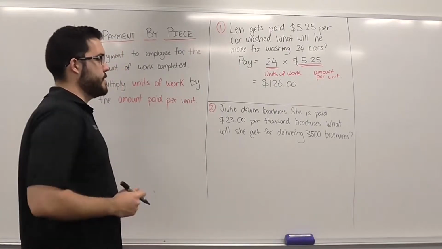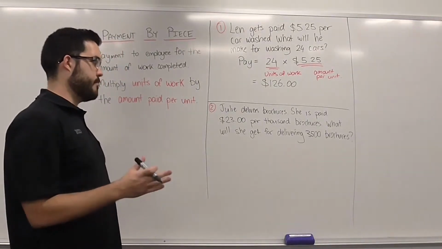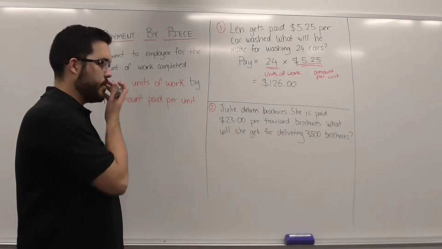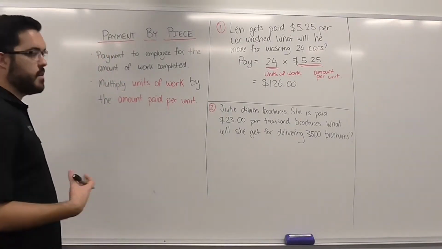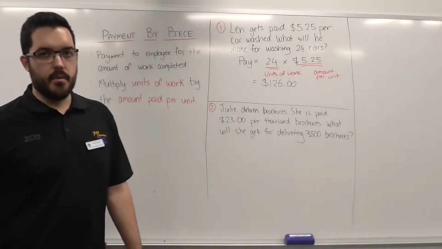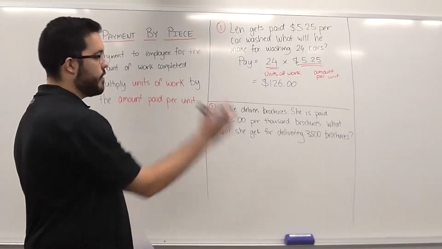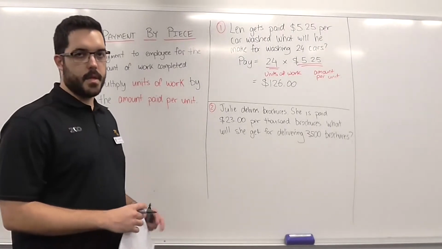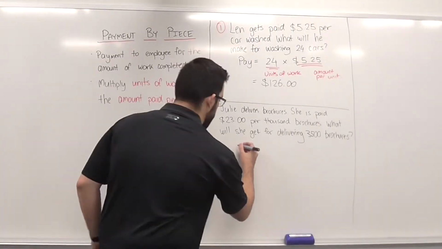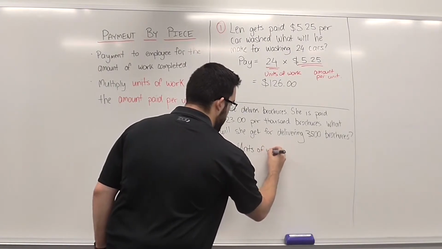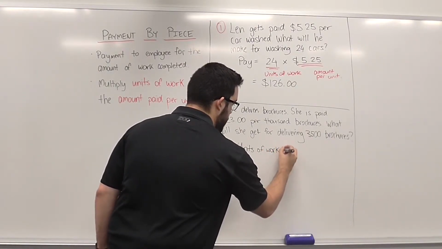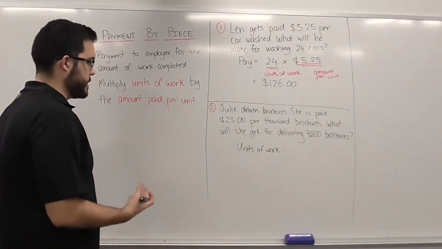Okay, Julie delivers brochures. She's paid $23 per 1,000 brochures. What will she get for delivering 3,500 brochures? Well, if we look here, we have to multiply the units of work. We don't here have a clear idea of the units of work initially, but that's what we're going to work out first. So I'm going to go units of work, just so I know what I'm working out in this little section.